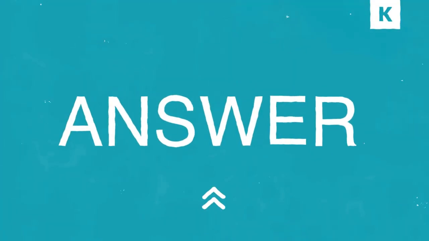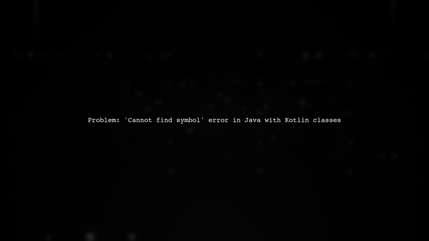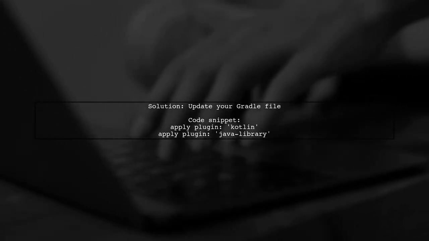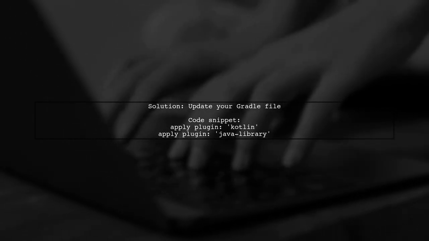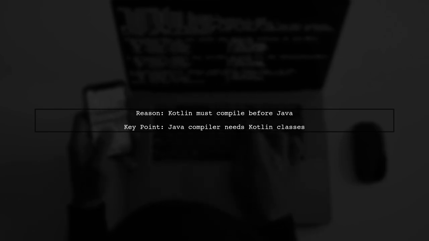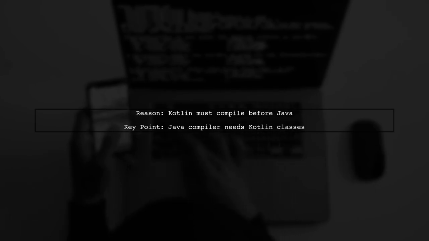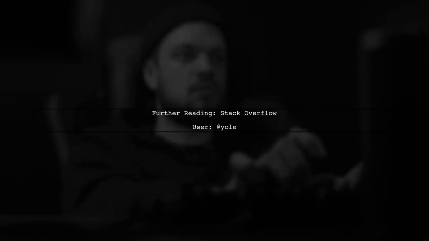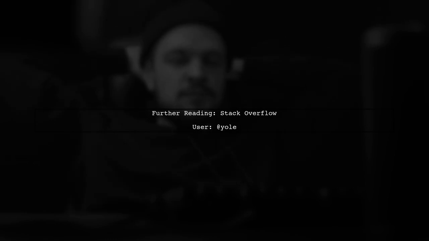Let's now look at another user-suggested answer. If you're using a plain Java project with Gradle and facing the cannot find symbol error when using Kotlin classes, here's a quick fix. Make sure to add the Kotlin plugin before the Java plugin in your module's Gradle file. This order is important because it ensures the Kotlin compiler runs before the Java compiler, allowing Java to recognize Kotlin compiled classes. For more details, you can check the explanation by user Yol on Stack Overflow.